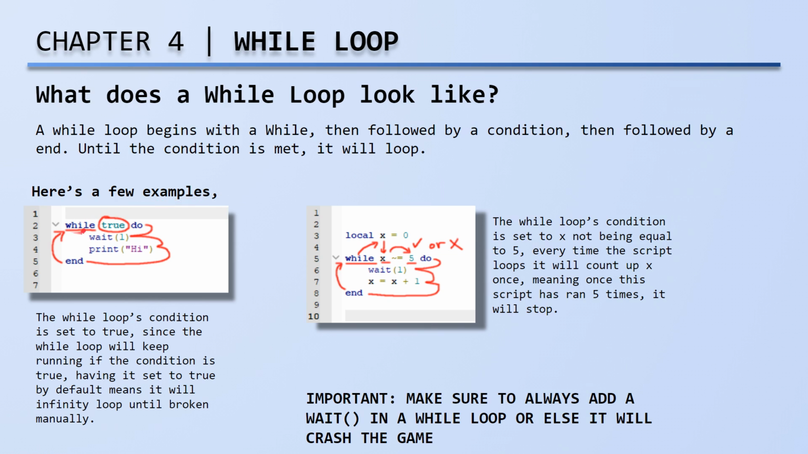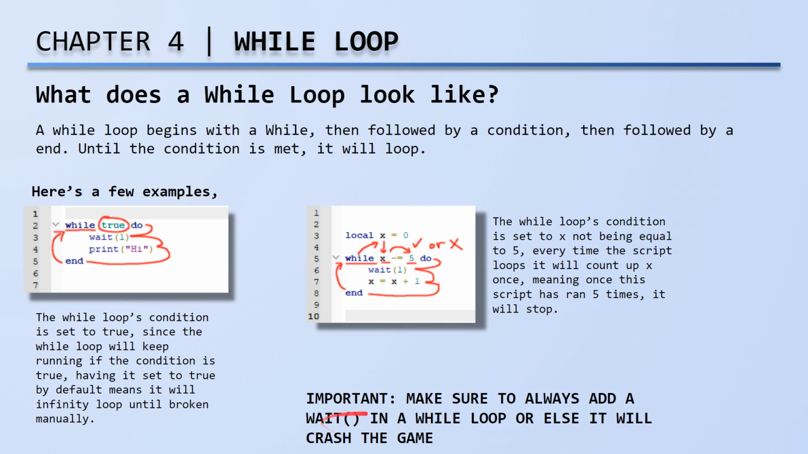So here's a few examples. While true do, and since true will always mean it's being met, this will run basically infinite, right? So while true do, it's gonna wait 1 second, print hi, go to the end, and then loop back to this, check the condition, and then just keep going infinitely, right? And then we have this: while x is not equal to 5, and since we're incrementing x by 1 every time this runs, it's going to run 5 times, right? And then check, oh, x is now equal to 5, so it's going to stop because the condition is no longer met, and it's basically just going to end, right?